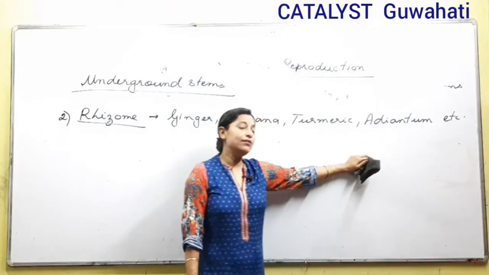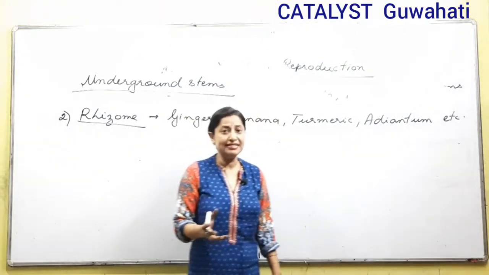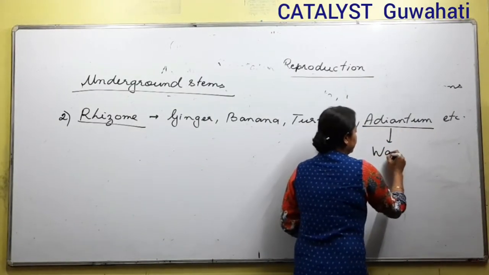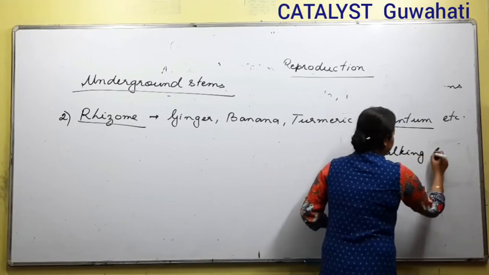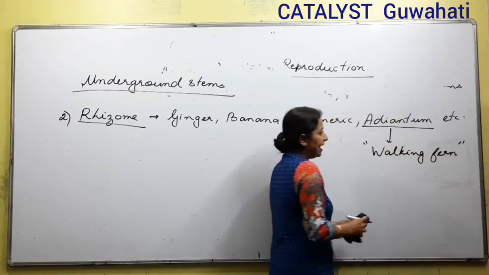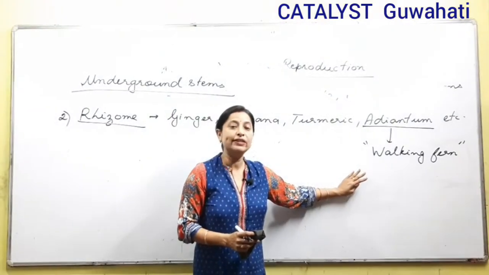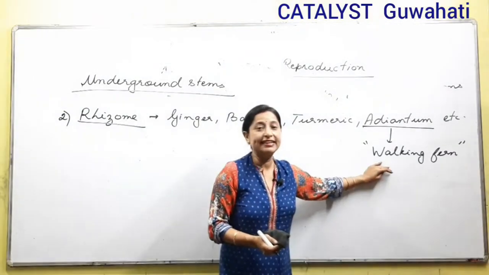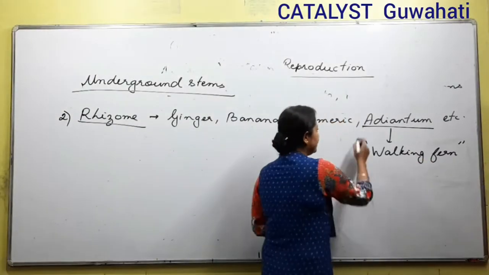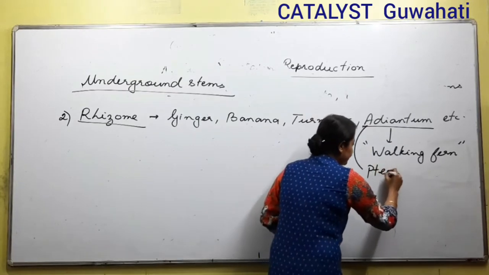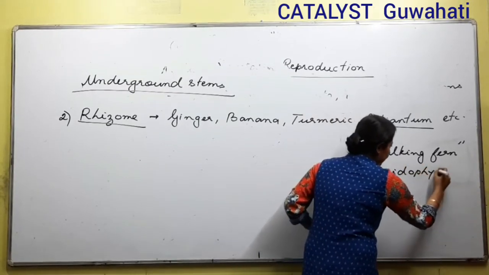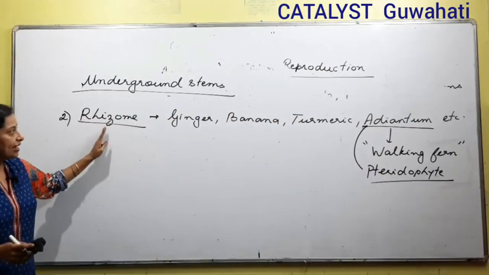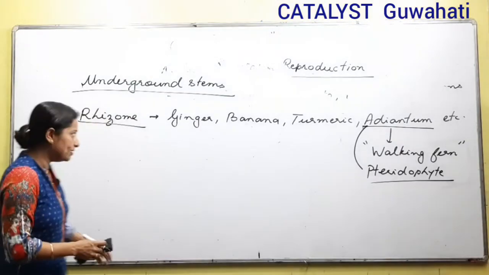Do you remember where you have heard this term, or what type of a plant is it? Adiantum is also called walking fern. So since now we know the name, at least we have an idea. Adiantum belongs to which type of plant? We have read about it in plant classification, right? Or we have talked about it in the plant kingdom. So it is a walking fern. So obviously it is an example of pteridophyte. So this is something extra that you have to know. Coming back to the topic again, ginger is the common example of rhizome.